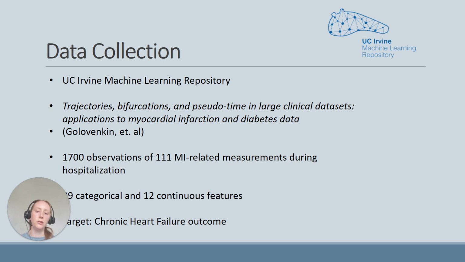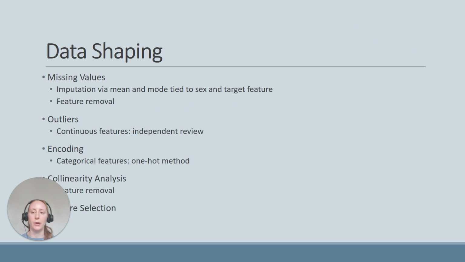There were 1,700 patients worth of data and 111 features and measurements during hospitalization. Some of them are right at admission and some are a couple days into the hospital stay. There are 99 categorical features and 12 continuous features. And again, the target I chose is chronic heart failure just because this is something that impacts a lot of people and it's pretty broad, so I thought it would be applicable and interesting to talk about.